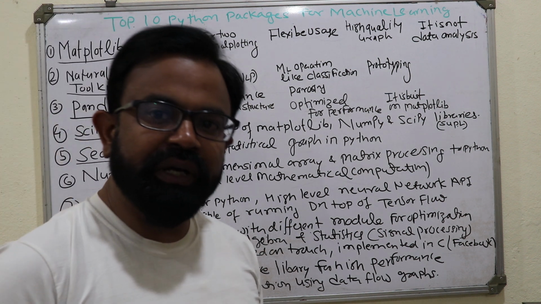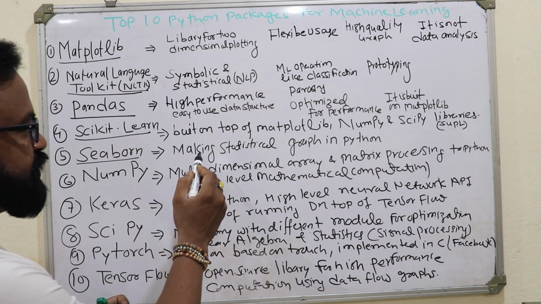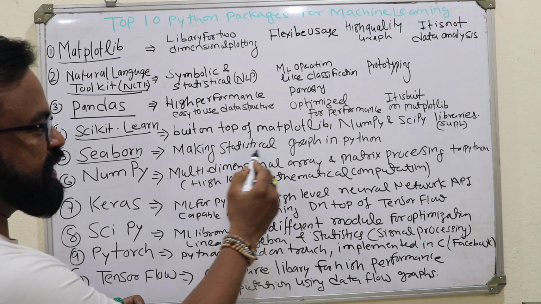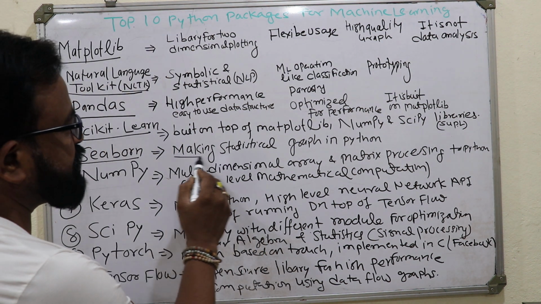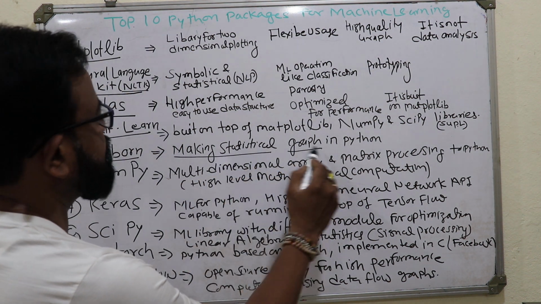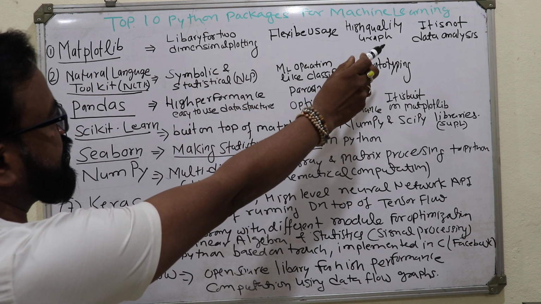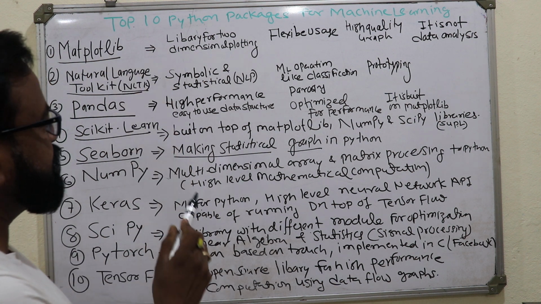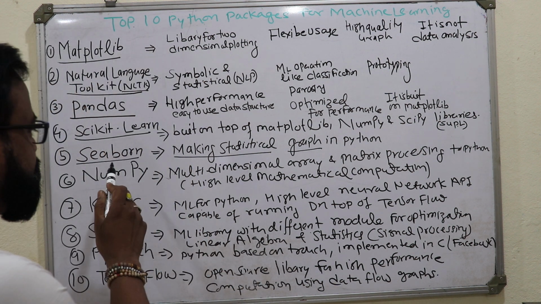Now we can talk about Seaborn. Seaborn is an important library used in machine learning. It is used for making statistical graphs in Python. So whenever you want a statistical graph, you can use Seaborn. Matplotlib is also for plots and graphs, but it is for two-dimensional ones. But if you want any kind of statistical graph, you have to use Seaborn.